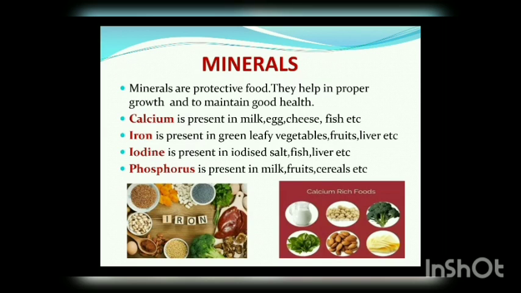Calcium is present in milk, egg, cheese, fish, etc. Means by eating these food items we can get calcium. Whereas green leaf vegetables, fruits, liver, etc. are the rich source of iron. Iodine is present in iodized salts, especially along with fish, liver, etc. And phosphorus is present in milk, fruits, cereals. These all minerals are very essential for proper maintenance of our body.